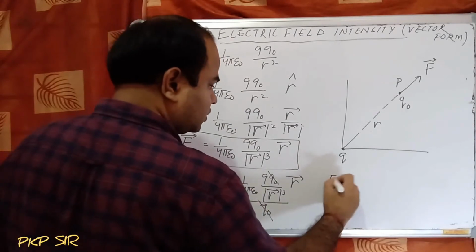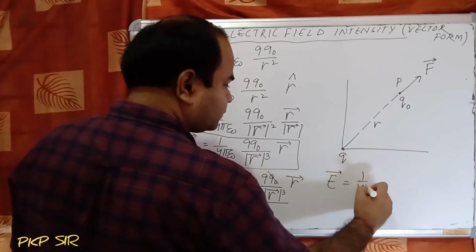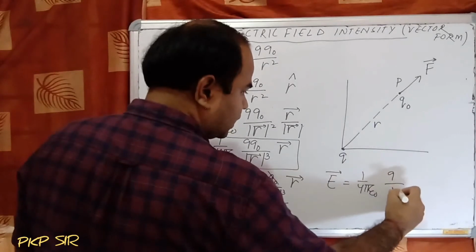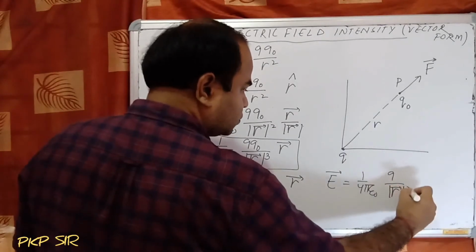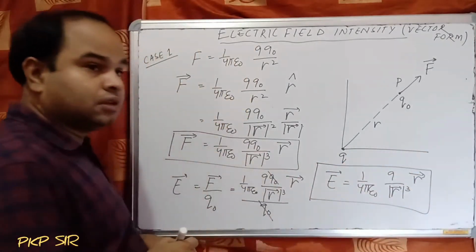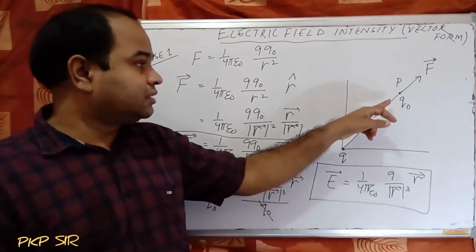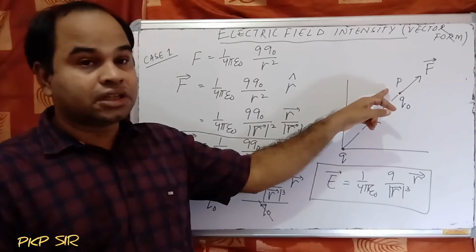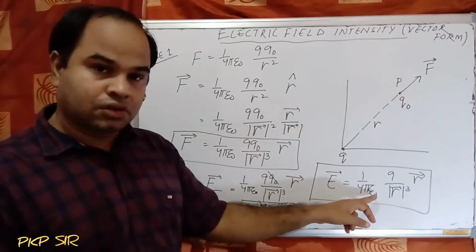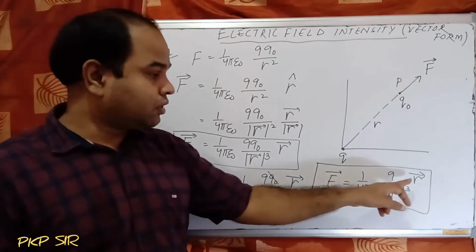So you can say E is equal to 1 by 4 pi epsilon naught, Q divided by the magnitude of r vector cubed, into r vector. So this is the value of the electric field intensity at point P, equal to 1 by 4 pi epsilon naught, Q by the magnitude of r vector cubed into r vector.